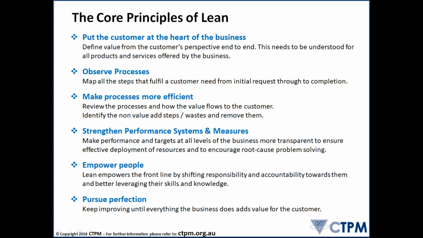We want to strengthen performance, systems and measures. Make performance and targets at all levels of the business more transparent to ensure effective deployment of resources and to encourage root cause problem solving. We want to empower everybody. Lean empowers the front line by shifting responsibility and accountability towards them and better leveraging their skills and knowledge. And always in the pursuit of perfection. Keep improving until everything the business does adds value to the customer. Daily management really puts a lot of these into practice in our day-to-day. So very excited to start running through how to use effective daily management, because you'll see these come to life.